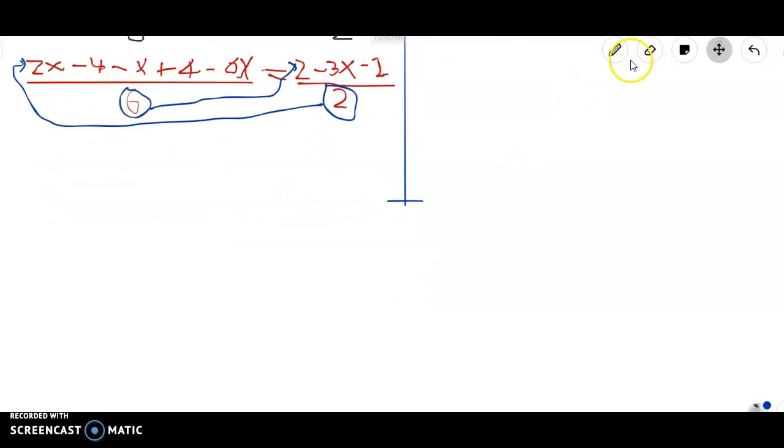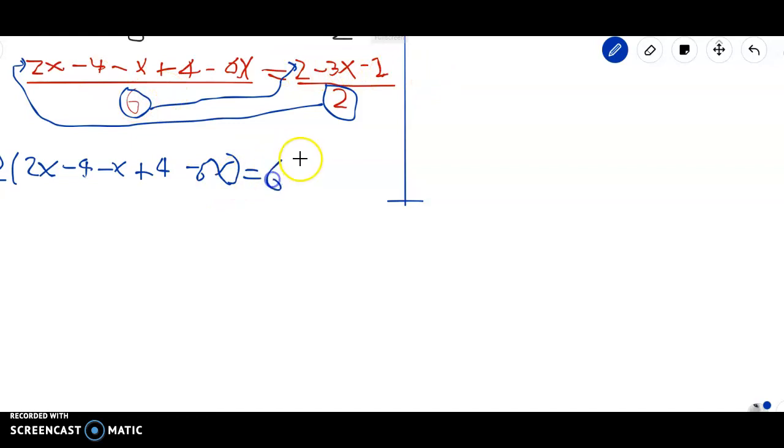Let's scroll down, and here we have 2 times all of these, so it will be 2 times 2x minus 4 minus x plus 4 minus 6x, and then we take the 6 to multiply 6 times all of these. So 6 times 2 minus 3x minus 1.